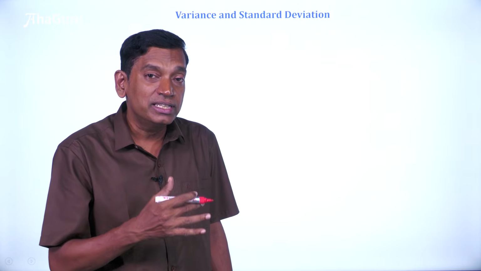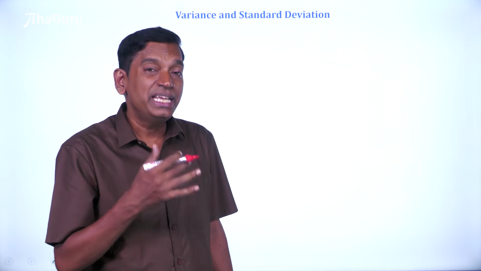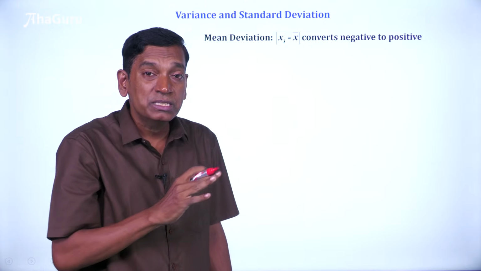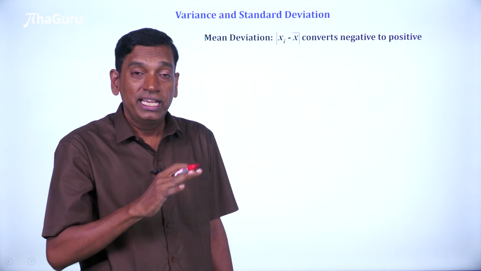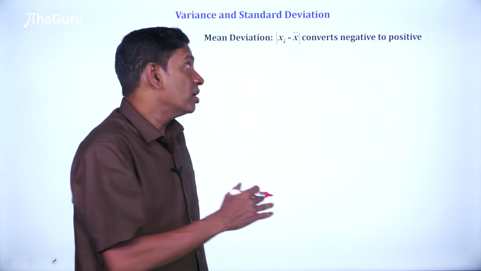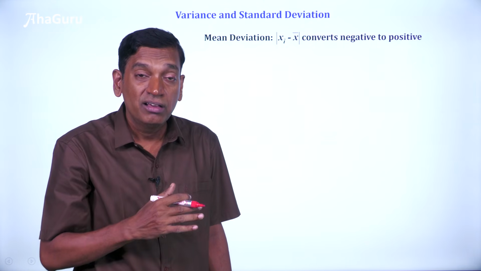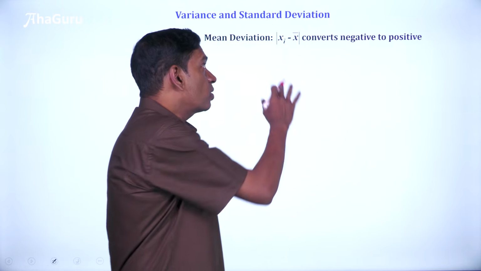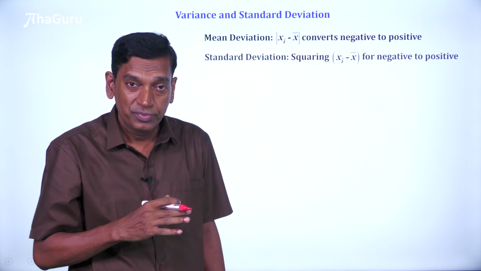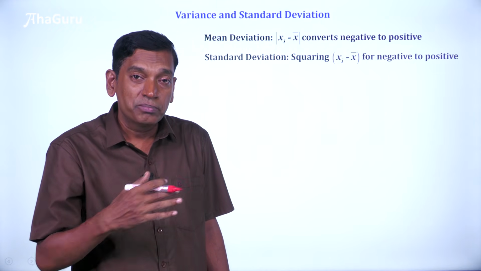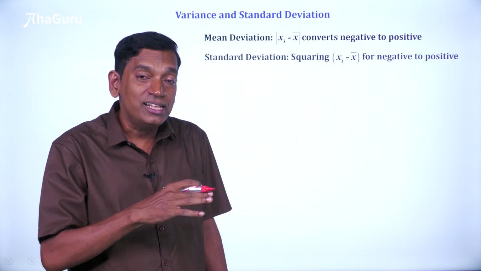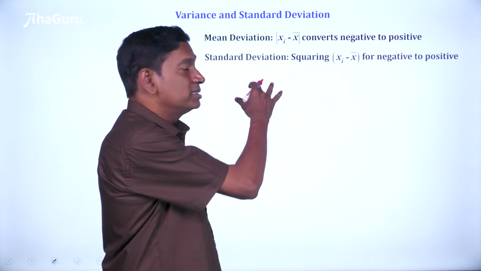Now, let us start with what we already know, which is the mean deviation. What the mean deviation does is, you take xi minus x bar and take the absolute value in order to convert negative to positive. Now, for what we call a standard deviation, what we are going to do is to square xi minus x bar to convert negative to positive. You get the same end result, but through a different method. So, let us look at the details of what happens when you do this squaring.